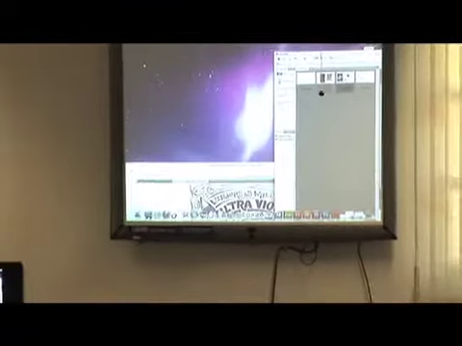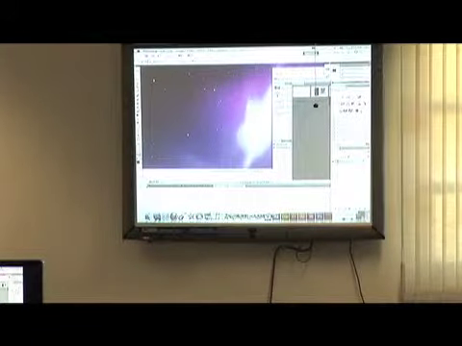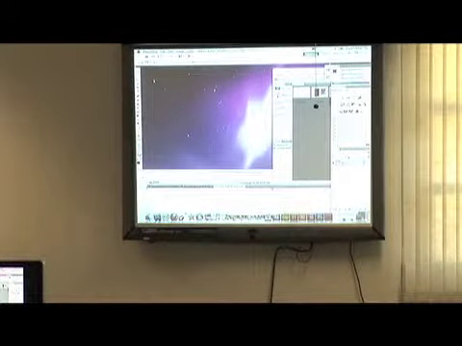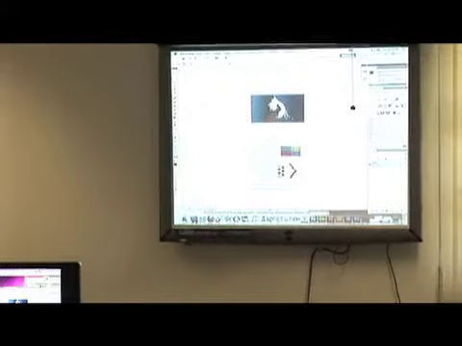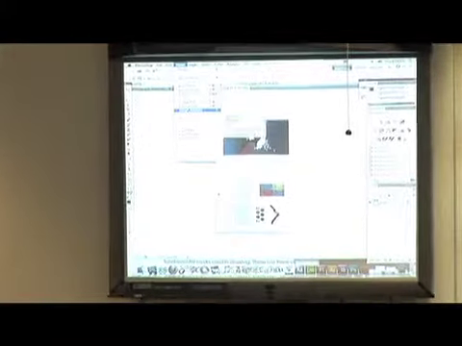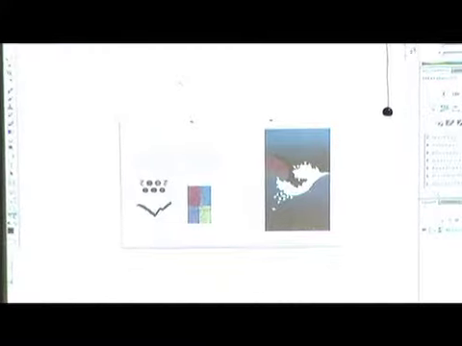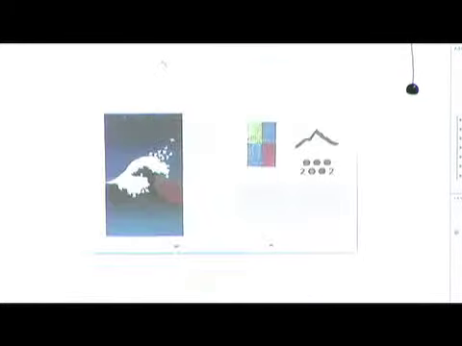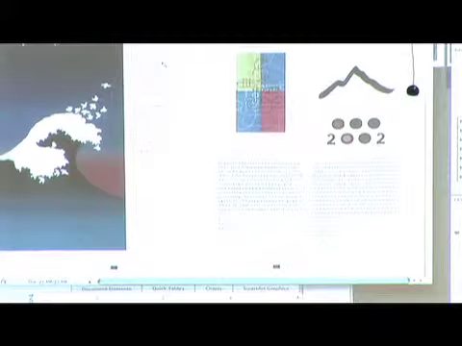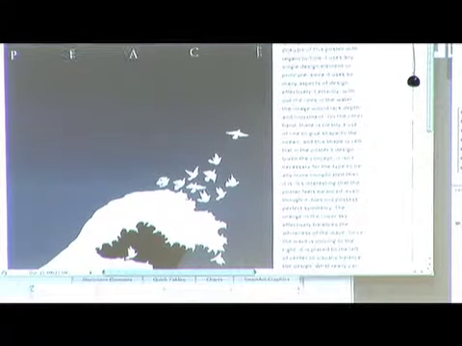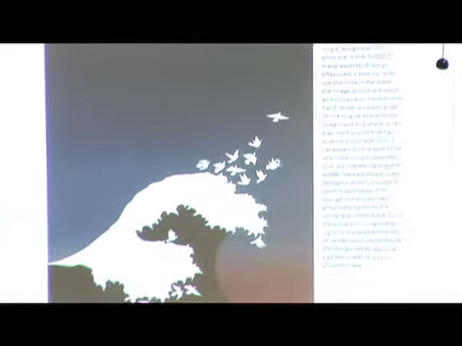Let's see these other examples here. Very interesting. Sorry. Wrong one. Counterclockwise. Okay, let me zoom in on this poster here. Very interesting.